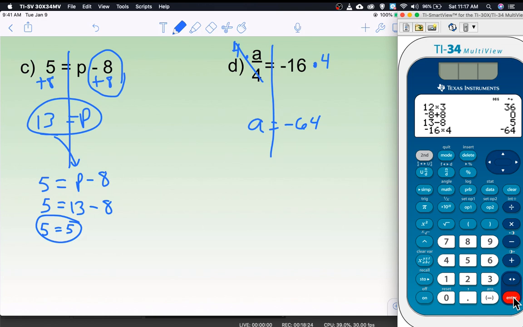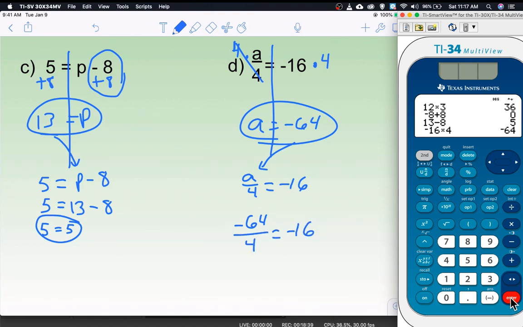And I can check my solution if I take the original equation and I plug in that number. So negative 64, I'm plugging in my solution for the variable. Negative 64 divided by 4 is negative 16. Well, let's check. Negative 64 divided by 4 is negative 16. It works. Check.